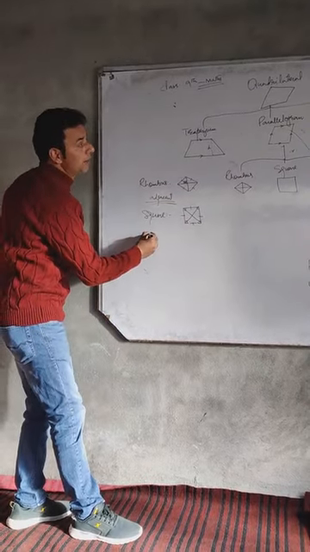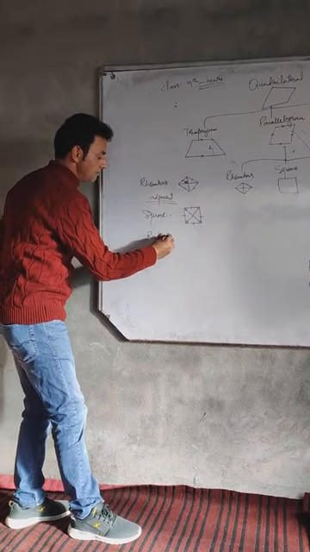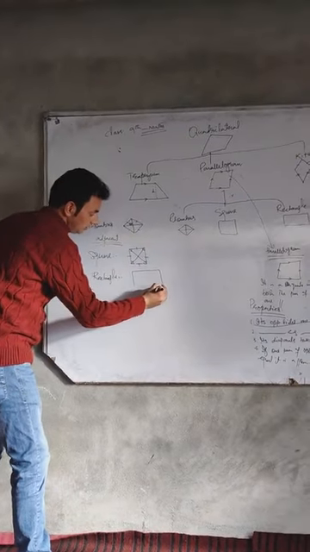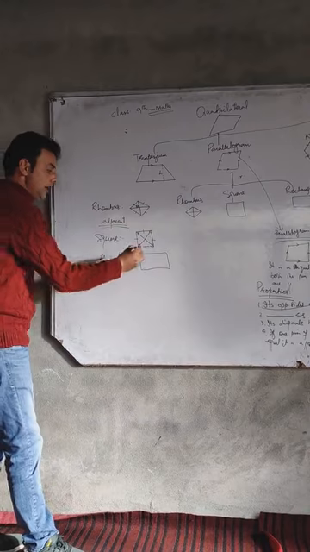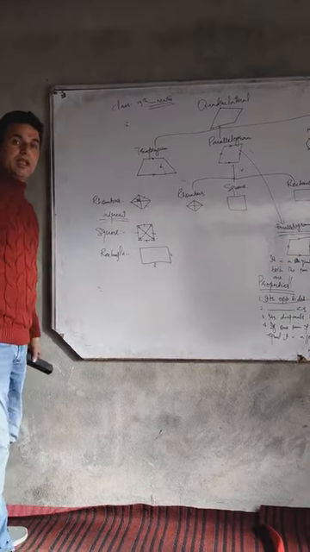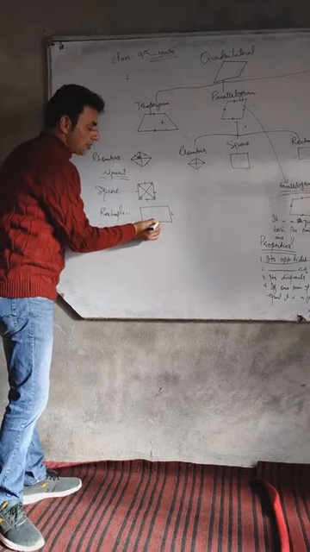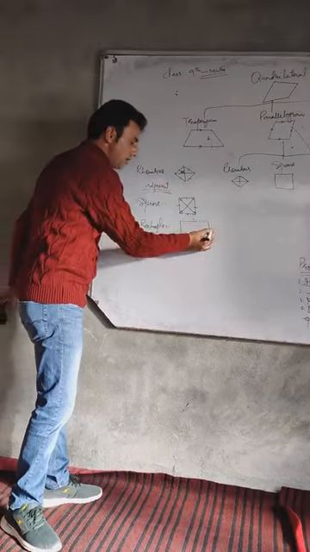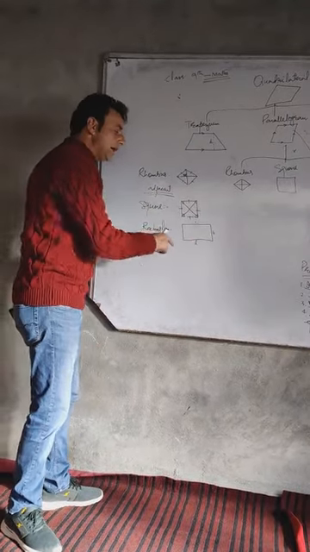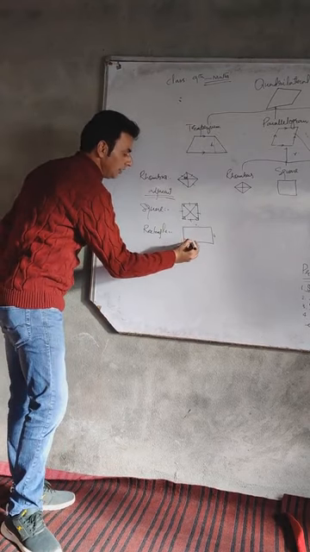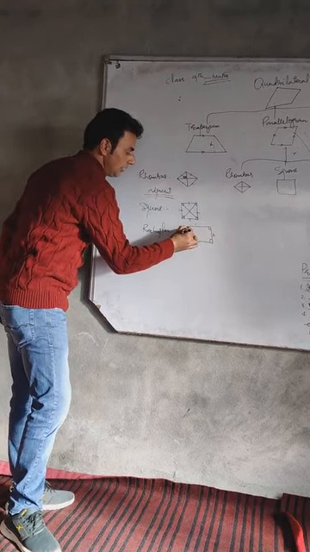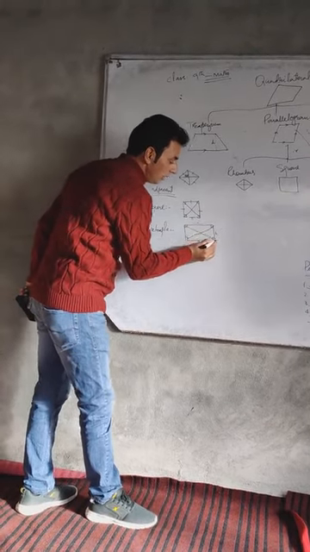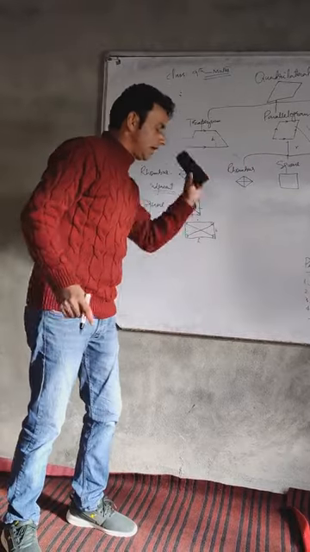Next, the third type of parallelogram is the rectangle. What is a rectangle? I will show the figure of it. This is the figure of the rectangle. This is called the length and this is called the breadth. As it is a parallelogram, its opposite sides are equal, so this side is equal to this side. But in the rectangle, each angle is equal to 90 degrees. Also, the diagonals of a rectangle are equal. The most important type of parallelogram is the rectangle.